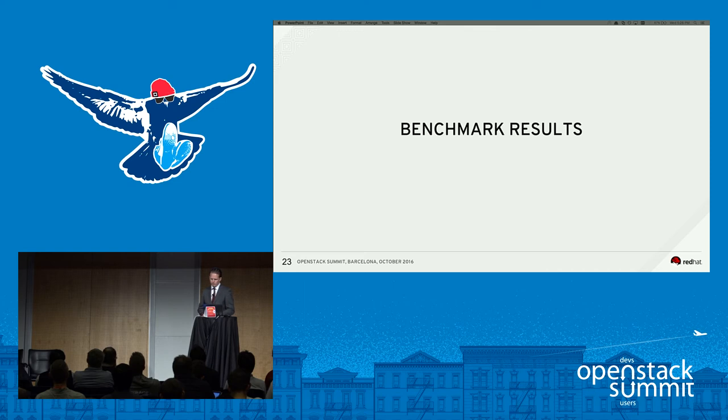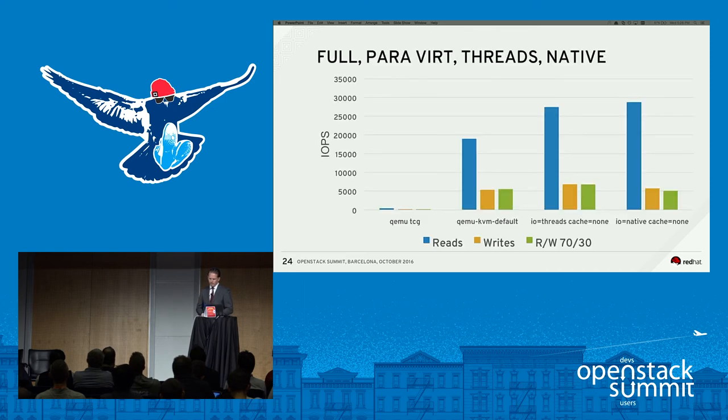So what were the results? Well, as you can see, the original default fully virtualized is very slow. That's all the way on the left here. With the defaults, just out of the box, we were doing pretty good on reads, just shy of 200,000 IOPS for that particular instance.